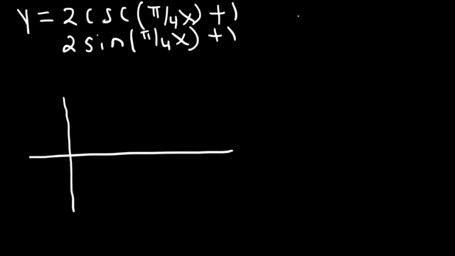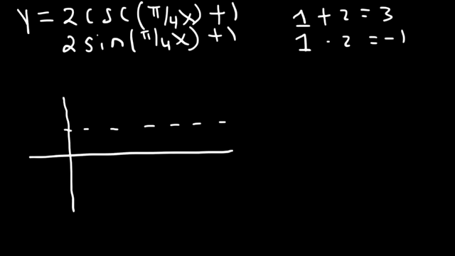So we can see that the vertical shift is 1. If we add 2 to it, the upper limit is 3. And if we take away 2, the lower limit is negative 1. So there is our midline. The graph is going to go up to 3 and down to negative 1.